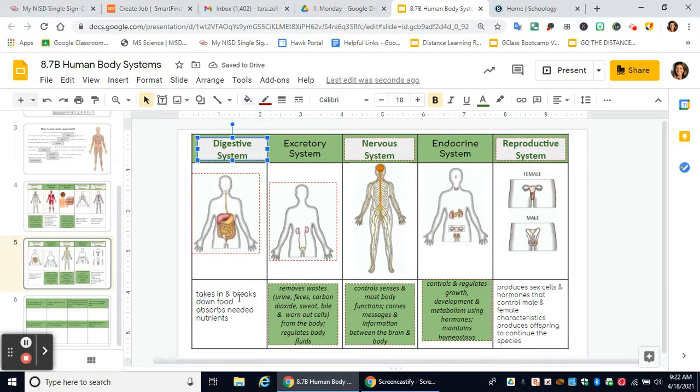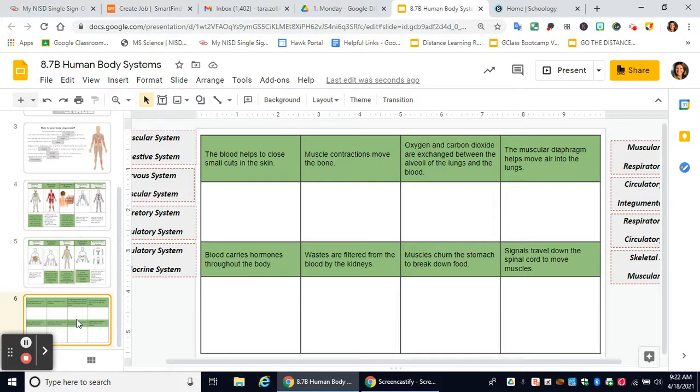Okay. All right, now that we know our body systems and functions, we need to know how these systems work together with each other. Okay, so our next slide is going to be quite challenging. Okay, so I'm going to click on it, and we're going to see how two body systems work together to perform the same function. So what I would like to do is read the green card and then find the match. So the blood. So right away, when I think circulatory system.